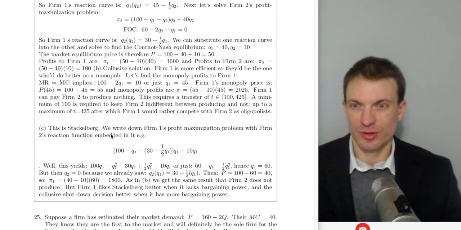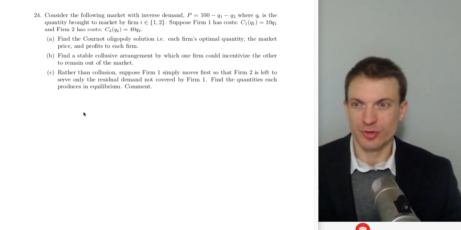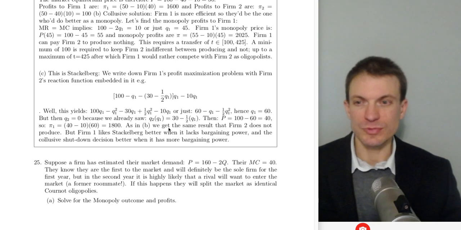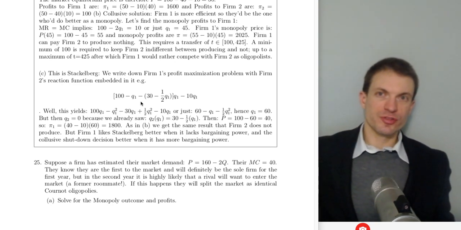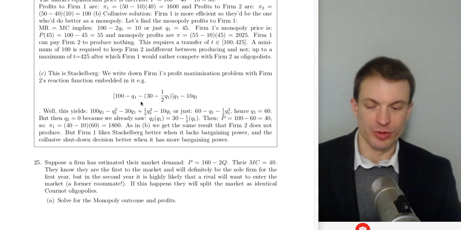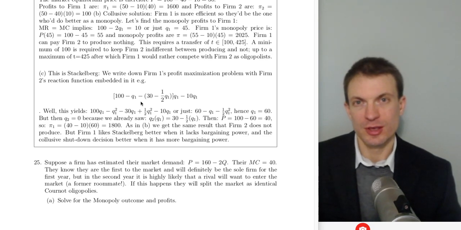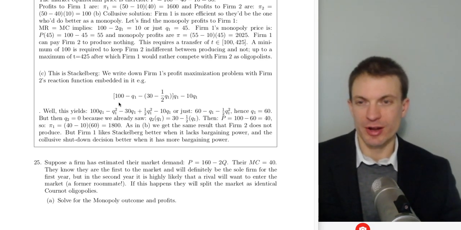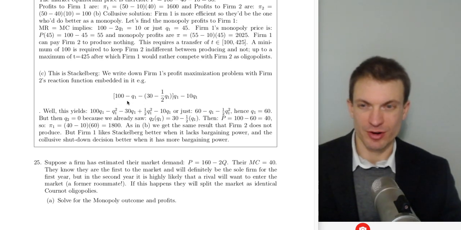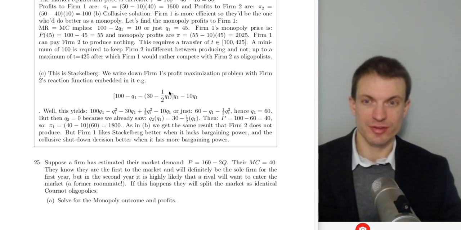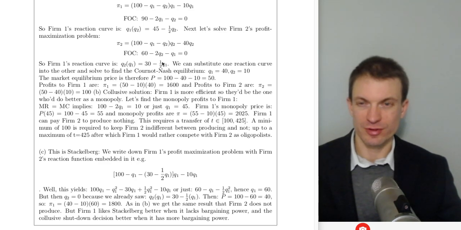All right, so C is Stackelberg. This is where one firm moves first and the second firm is left to serve only the residual demand. Stackelberg amounts to first solving at the back with the follower: find the follower's reaction curve, then put it directly into the leader's profit function. I wrote out the leader firm 1's profit function as 100 minus Q1 minus Q2. But Q2 is a function of Q1, it's firm 2's reaction curve, so I plugged that into firm 1's profit function.